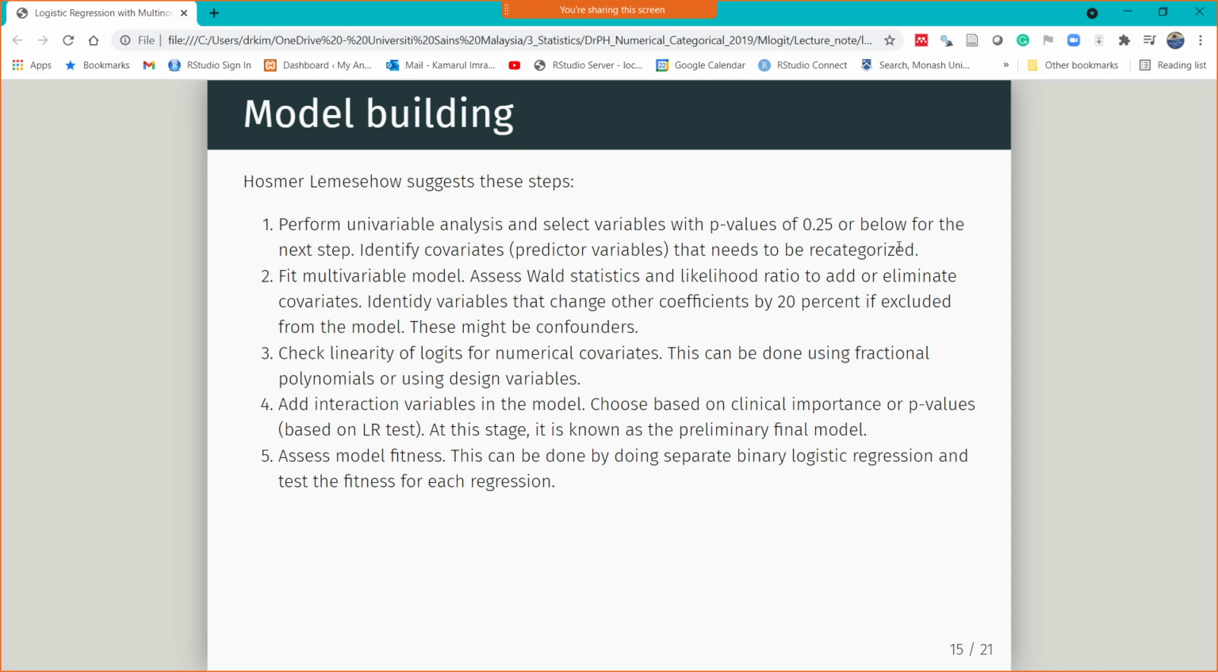So now you are fitting a multivariable model, and then if you have covariates A, B, C, D, E, then you might have a few combinations like A, B and C, A, D and E, A, C, D, E, and so on and so forth. So to compare between these models, you can use Wald statistics or likelihood ratio. Of course, the LR test is much better lah.